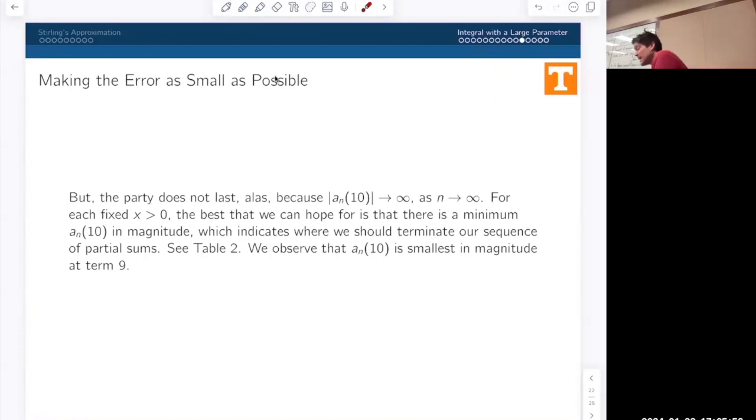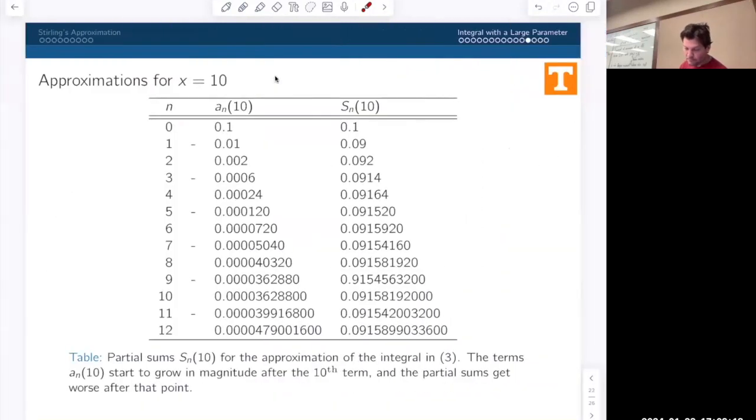Okay, so the party doesn't last, because as n keeps getting larger and larger, we know that this guy is going to go off to infinity in absolute value. There's no way of holding that back. That n factorial, which dwells in the top, is not going to be contained, right? So let's look at the table on the next page and see how this goes. Remember, this is an approximation for the error, and I put the sign of that term over here. So let's take x equal to 10 again, and let's just take larger and larger values of n and see what we get.